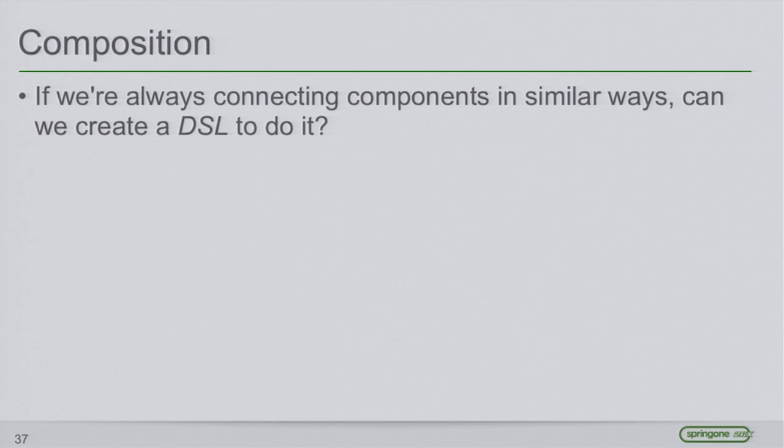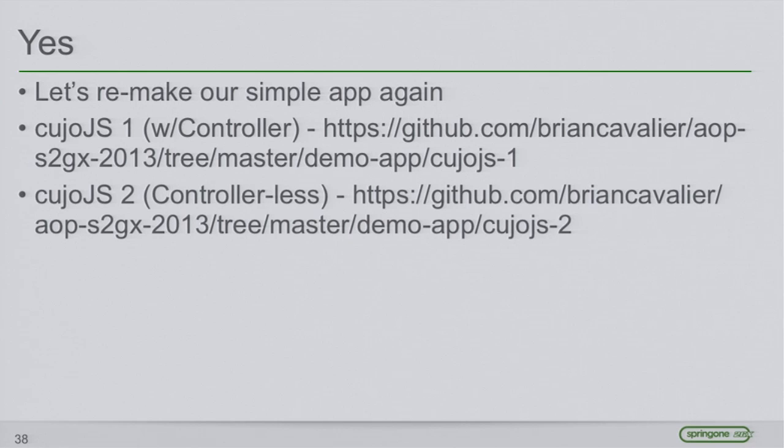So if this is something we can do using AOP, and there are structured ways of doing it, your engineer's brain should be saying, can't we wrap this up in a DSL that makes it even easier to do? And yes, we can. So I've created 2 more variations of the application that use more facilities of Cujo.js. And I want to walk you through an example of those.